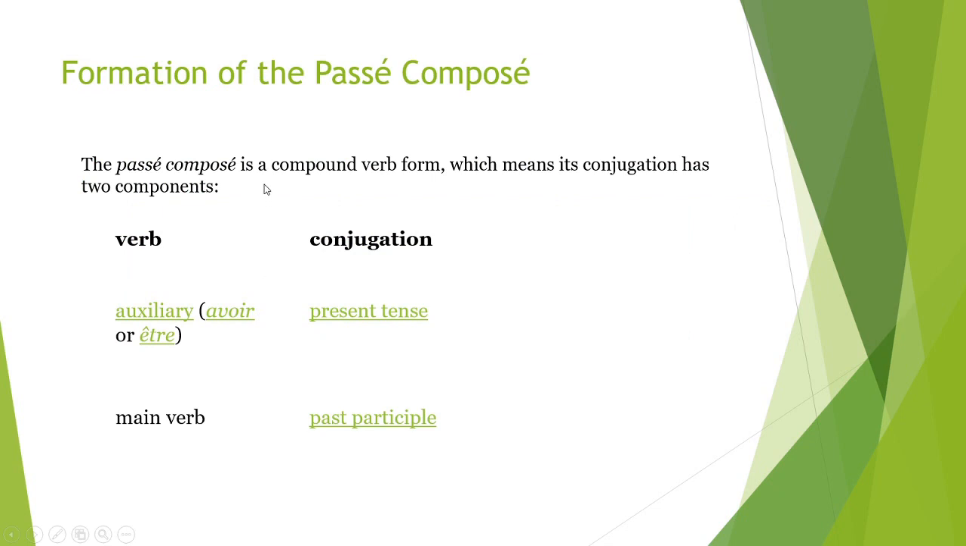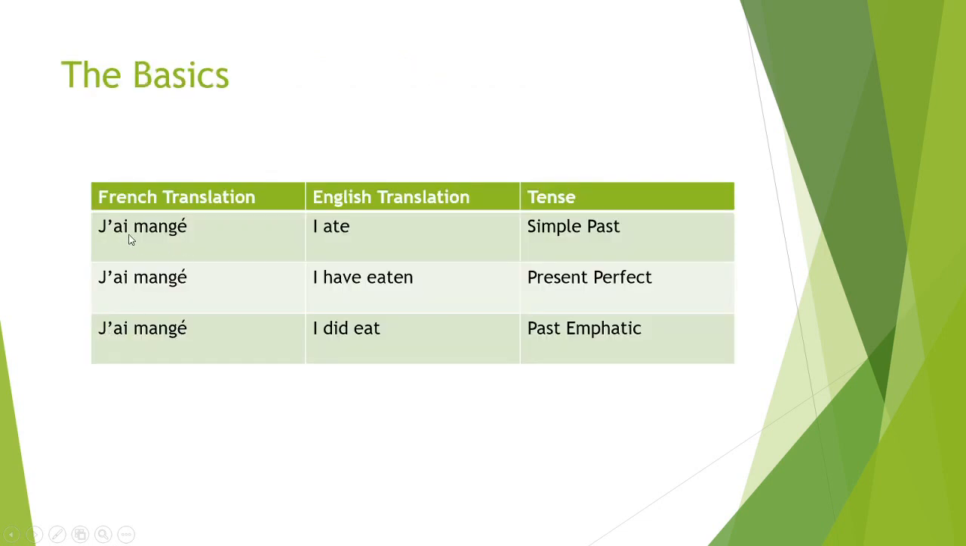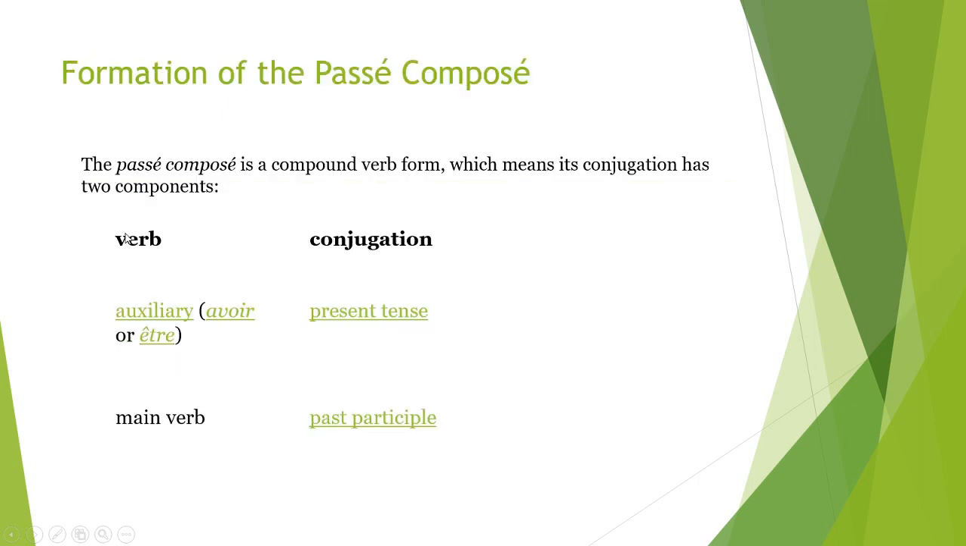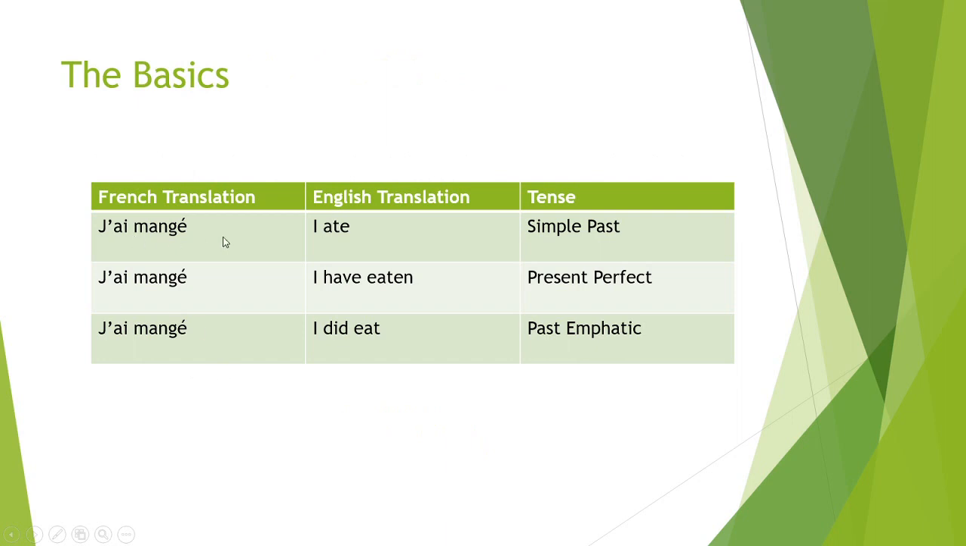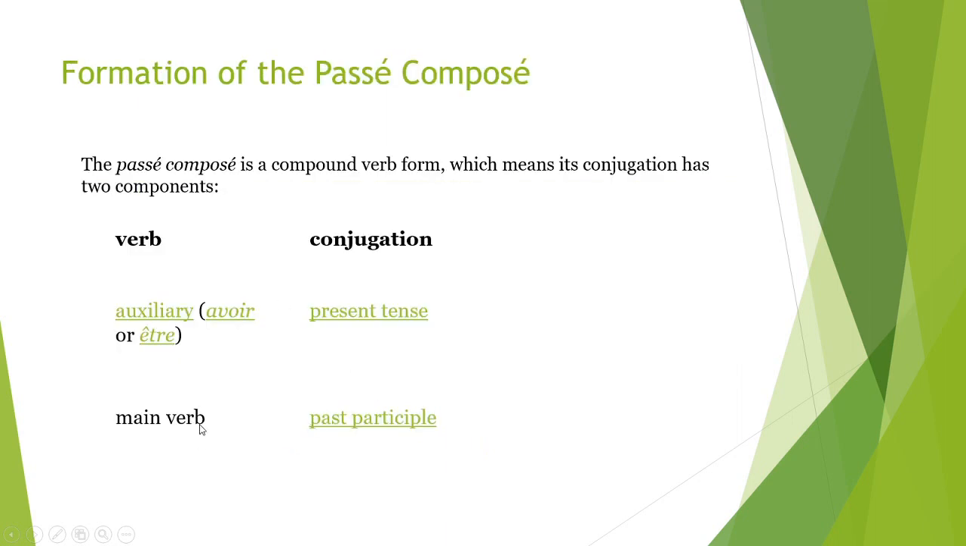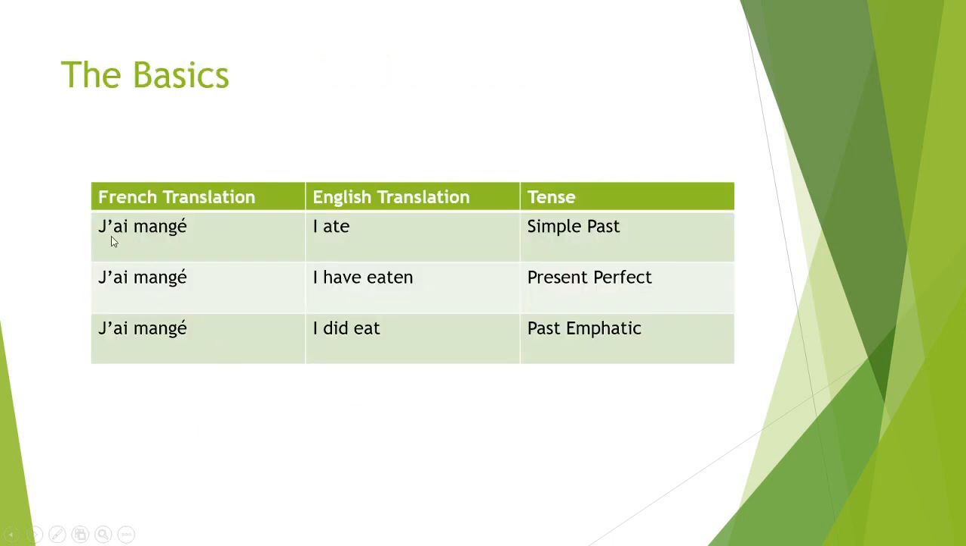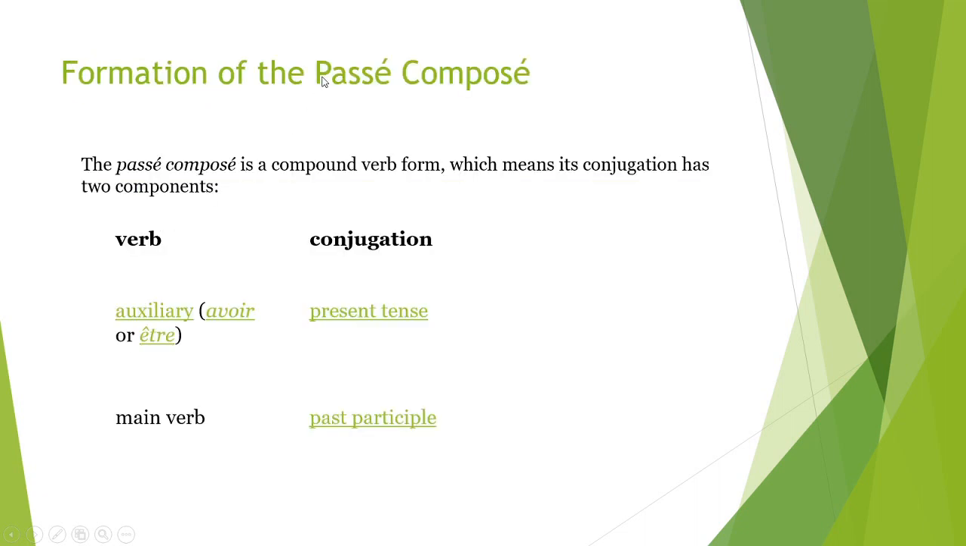Now, how do you form the passé composé? It's a compound verb form, which means the conjugation has two components. There's the auxiliary verb, avoir or être, which you can see here, conjugated with je, so j'ai. And then you have the main verb, which in this case is manger, to eat. The main verb is conjugated in the past participle, and I'll get more into what that is later on. But for now, you need to know that the passé composé is formed with the auxiliary and the main verb, as well as the subject.